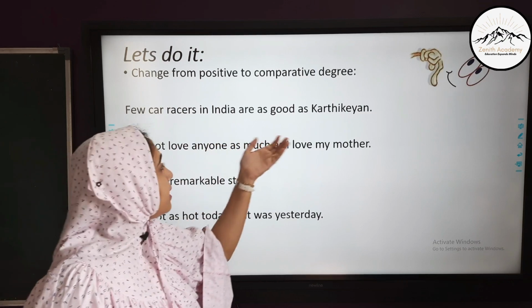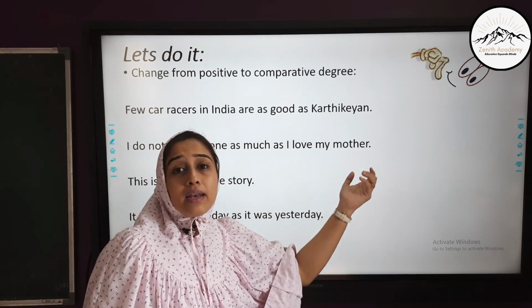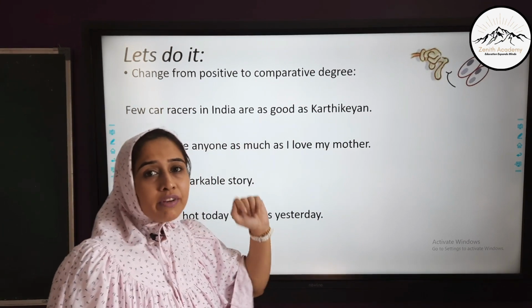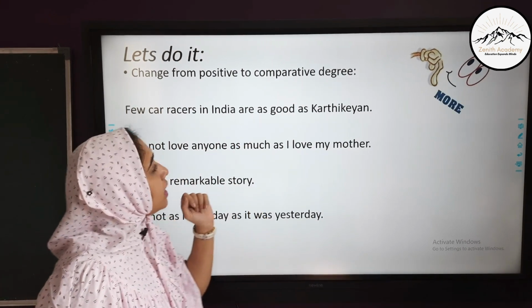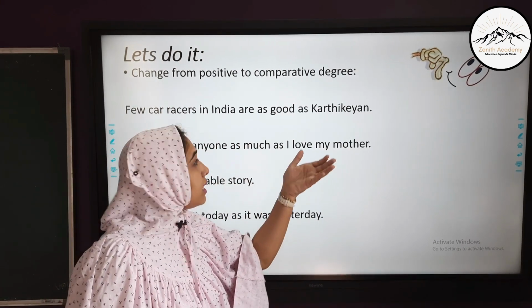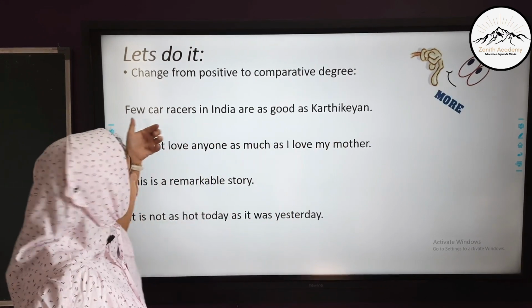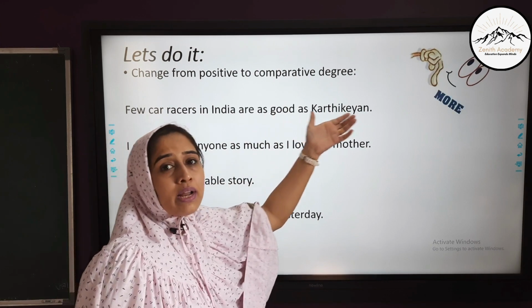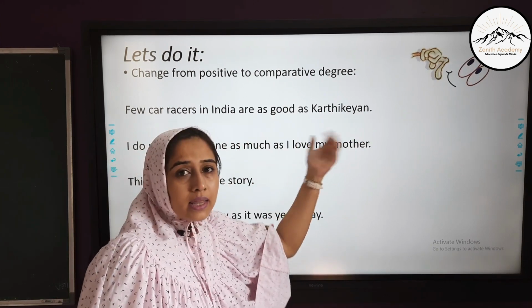Few car racers in India are as good as Karthikeyan. Firstly, this sentence is in the positive degree, where we are comparing the quality of Karthikeyan, the caliber of Karthikeyan, with a few car racers. Only a few car racers in India are as good as, that is, equal to, Karthikeyan.